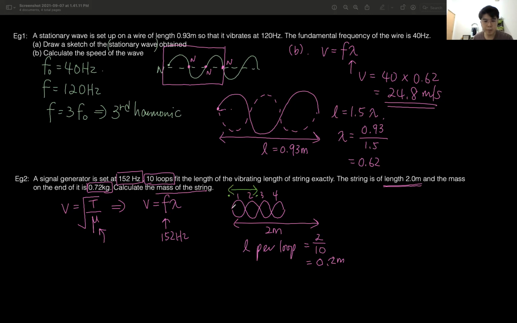From here to here, this is one wavelength. So 0.2 times 2, 0.4 meters. And then we find the V. 152 times 0.4, 60.8 meters/second. And we put it here.